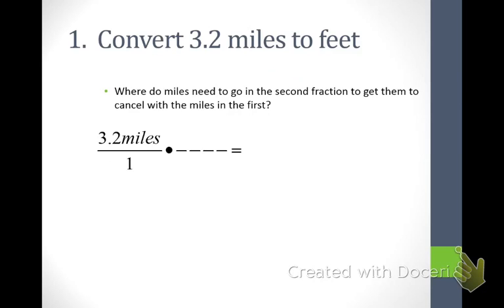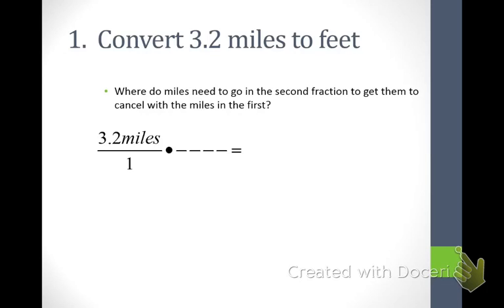For example, how do you convert 3.2 miles to feet? The most common source of confusion is, am I supposed to multiply or divide or what? Unit analysis is a way to help you figure that out. So what we do is we take the measurement that we want to convert and make it into a fraction, because we're going to multiply it by a ratio, and the ratio is going to be a fraction. So we might as well make the measurement a fraction. We're going to put it over 1.